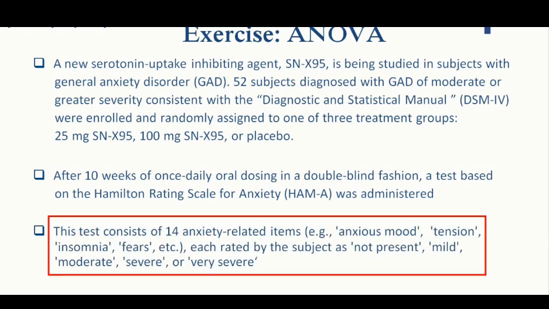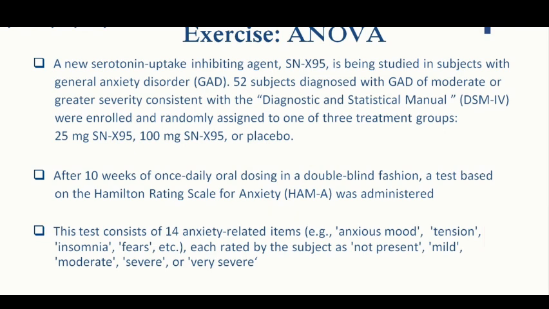So, this test consists of 14 anxiety related items. For example, anxious mood, tension, insomnia, fears, etc. Each rated by the subject as not present, mild, moderate, severe, or very severe.